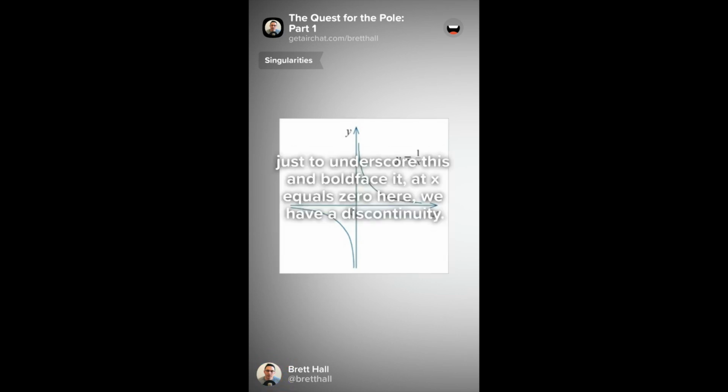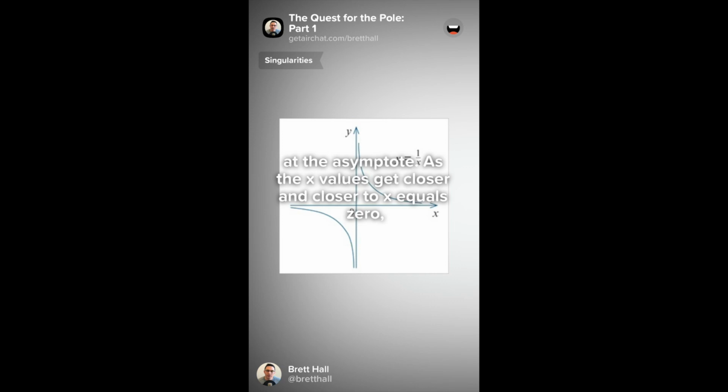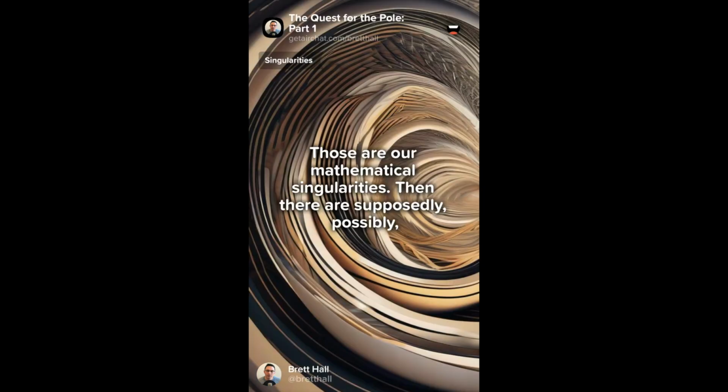Just to underscore this and boldface it, at x equals 0 here, we have a discontinuity. Something strange is happening to that function. And so it's also called a singularity at x equals 0, at the asymptote. As the x values get closer and closer to x equals 0, the y values are doing something very bizarre. Those are our mathematical singularities.